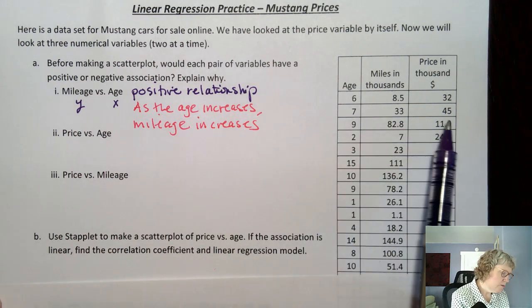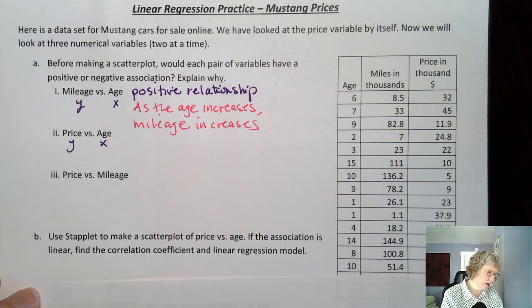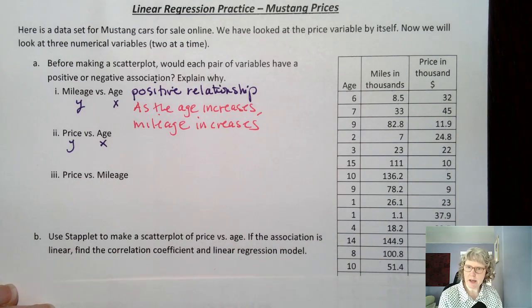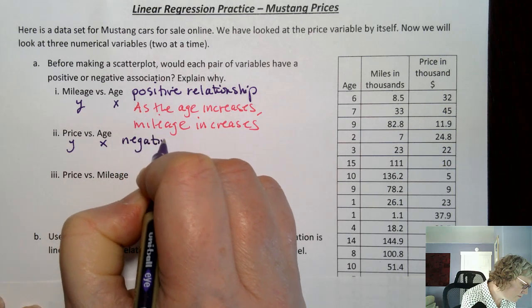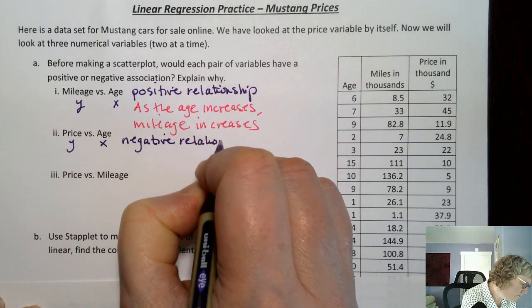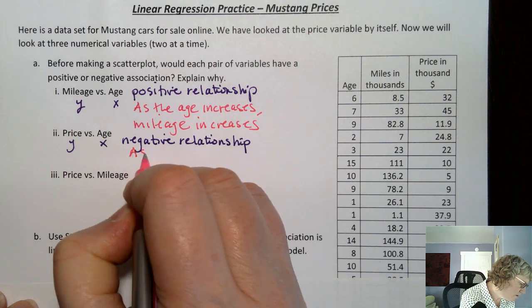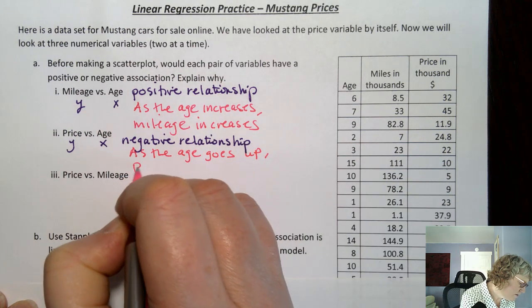Again, age would be the explanatory and price would be the response because age is independent. So what generally happens to the price as the age of a car goes up? It generally goes down, right? So this is a negative relationship, or association. As the age goes up, price goes down.